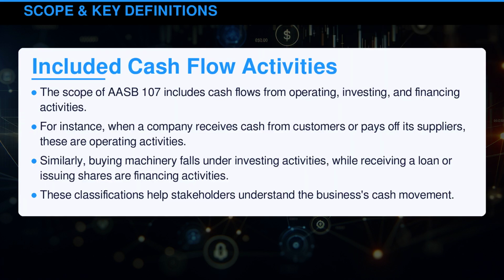The scope of AASB 107 includes cash flows from operating, investing, and financing activities. For instance, when a company receives cash from customers or pays off its suppliers, these are operating activities. Similarly, buying machinery falls under investing activities, while receiving a loan or issuing shares are financing activities. These classifications help stakeholders understand the business's cash movement.